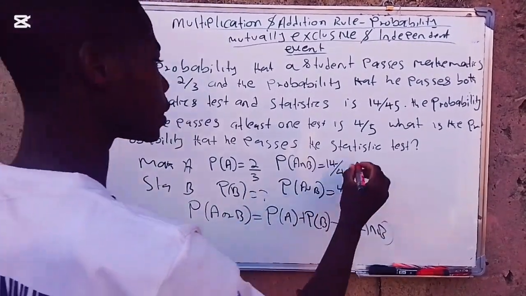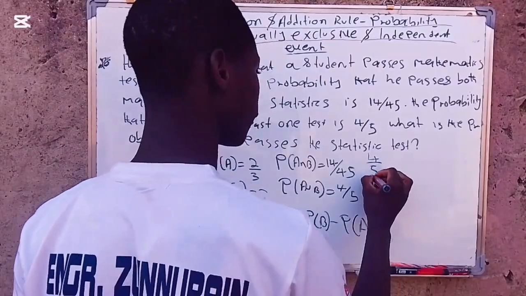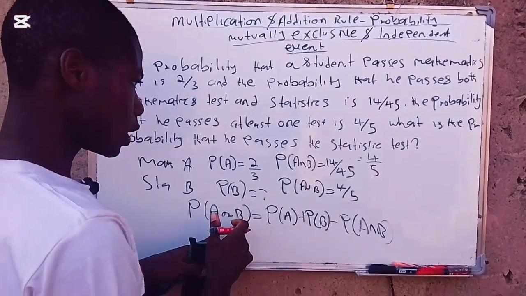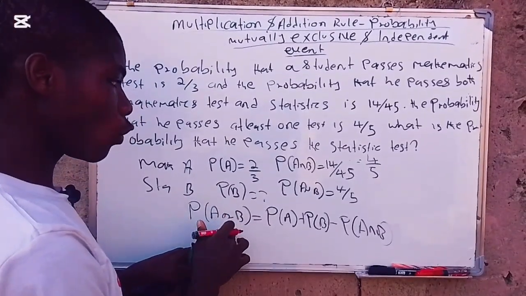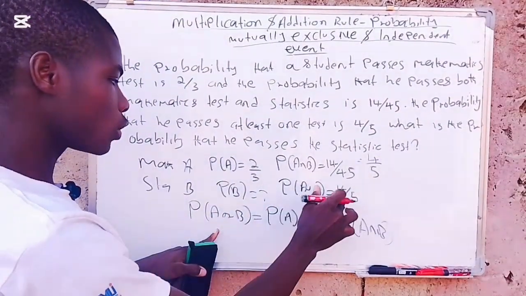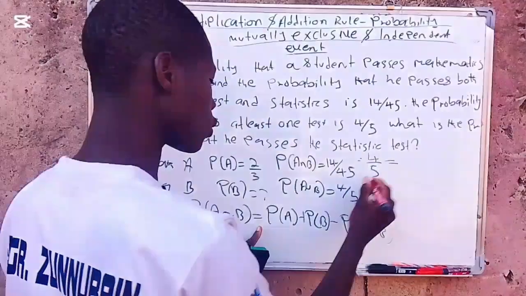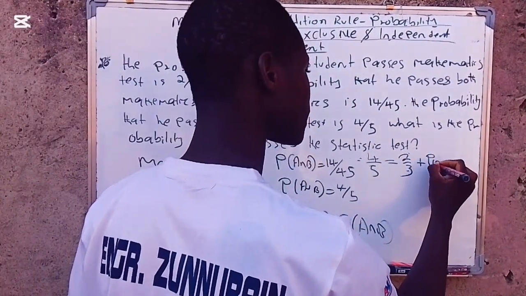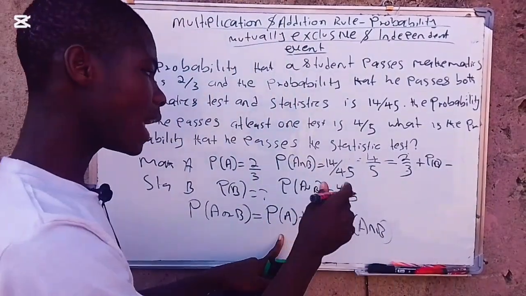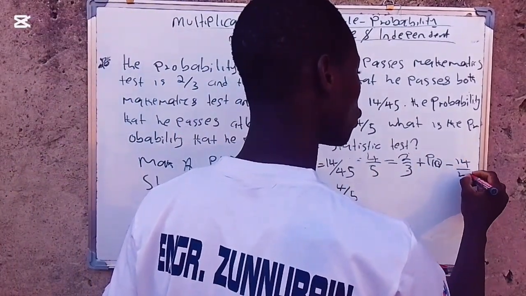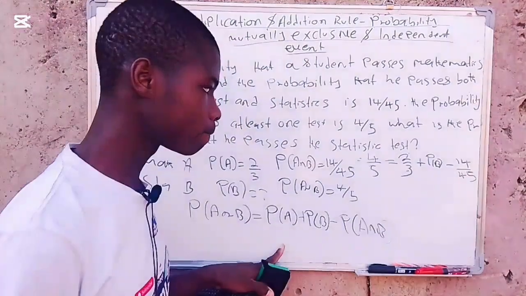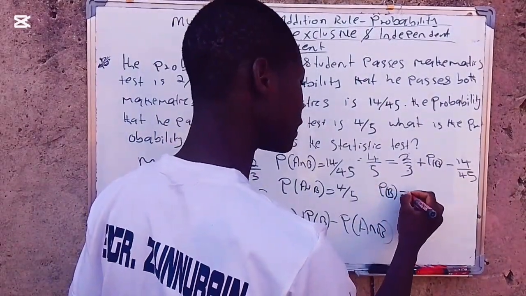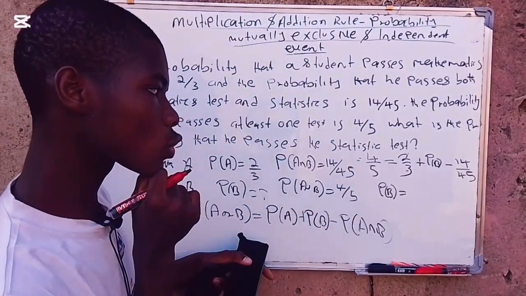So the next thing that I'm going to do, I have the probability of A or B, which is 4/5. This should now be equal to the probability of A or B, which is 4/5. It will be equal to the probability of A plus the probability of B, which we are looking for, and therefore minus the probability of A and B, which is 14/45.